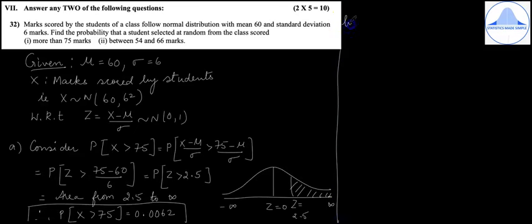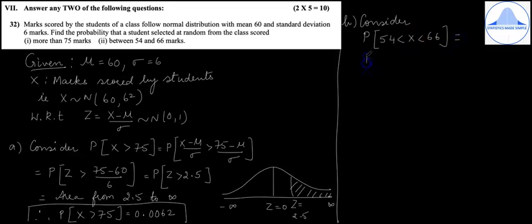So start with subdivision B. So between 54 and 66 marks. We start by writing, consider probability. First you write 54, then you write is less than x is less than 66. So this is read as x lies between 54 and 66 marks.